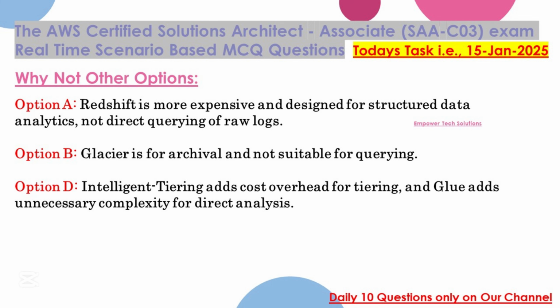Redshift is more expensive and designed for structured data analytics, not direct querying of raw logs. Option B. Glacier is for archival and not suitable for querying. Option D. Intelligent tiering adds cost overhead for tiering, and Glue adds unnecessary complexity for direct analysis.